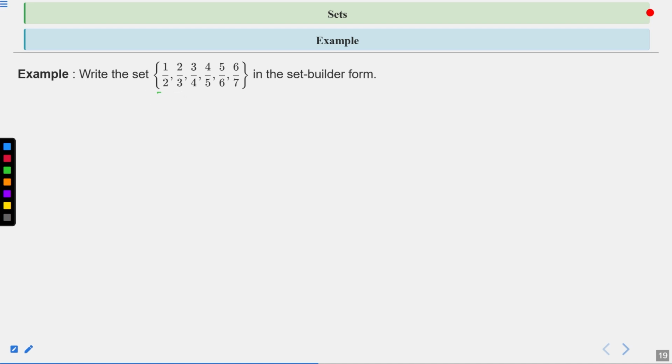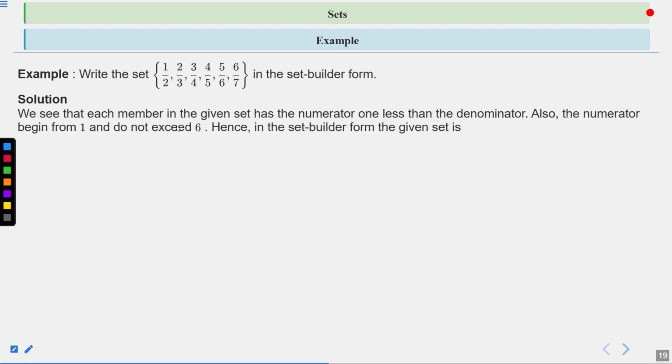This question: roster form is given to you, find its set builder form. Solution, just analyze some kind of property. So we see that each number in the given set has a numerator 1 less than the denominator. So 1 over 2, then 2 over 3, 3 over 4 and so on. Also the numerator begins from 1 and does not exceed 6. Hence in set builder form, we are going to give these two properties.